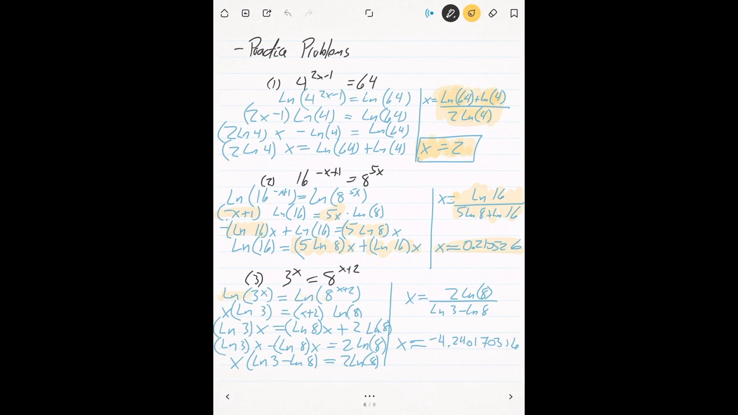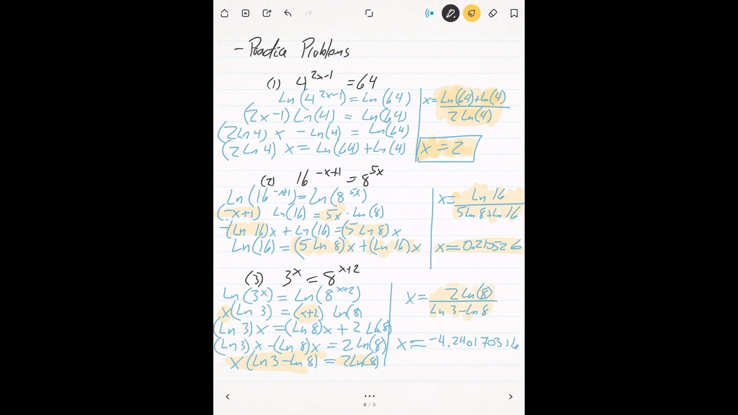Natural log of both sides. Move the exponents out front. And with those exponents moved out front, I could go ahead and distribute. Isolate the x, factor it out, and then divide it over to both sides to get this representation.